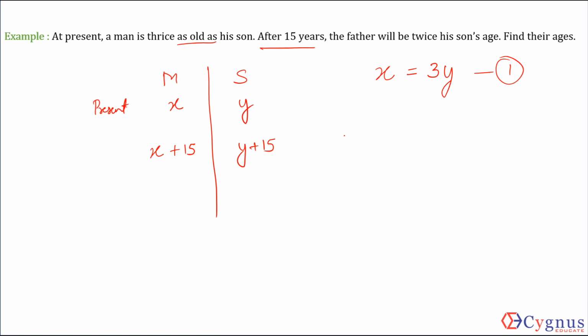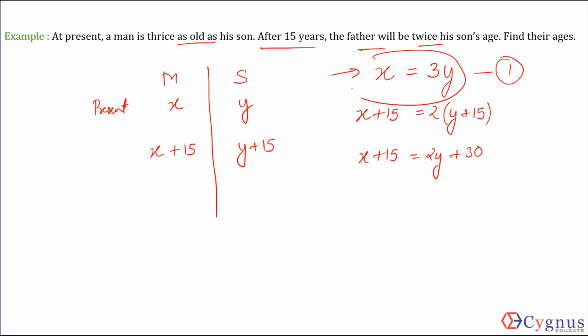Father will be twice his son's age. According to me, father should be X plus 15 years old and son should be Y plus 15 years old. Are they equal? No. Father will be twice his son's age. So let's double it. We'll get one more equation. Look at this. X plus 15 is equal to 2Y plus 30. And we know that X can be replaced by 3Y. So let's put X equal to 3Y.